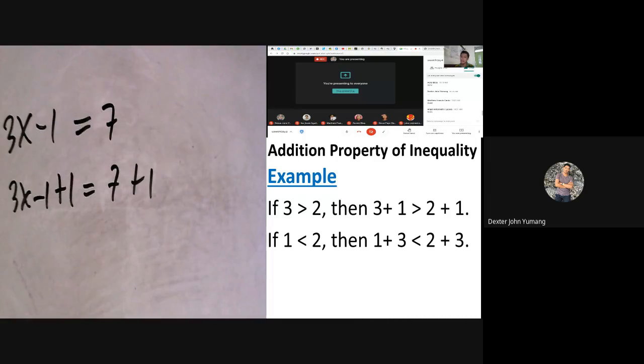Sa higher mathematics po, wala na pong tinatawag na subtraction property of inequality. Lahat po ng property na addition or subtraction, isa lang po ang tawag. Addition property of inequality lang talaga siya. Bakit? Kasi nga po, pwede ka naman mag-add ng negative number and negative number is also a subtraction. So therefore, pwede lang siya tawaging addition property. Okay? So type done if you're done with this example.